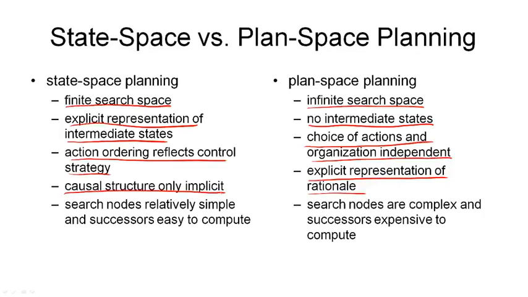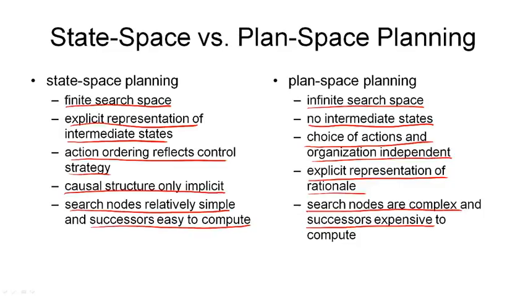And finally, in state space planning, the search nodes we consider are relatively simple. That is, each search node is a set of ground atoms, and the successors are relatively easy to compute. I say relatively easy because there may still be an exponential number of applicable actions, of course. But in practice, this is rarely the case. In plan space search, on the other hand, the search nodes are quite complex, meaning that we have constraint networks that we need to maintain as part of our refinement process. So that means successors are potentially expensive to compute.